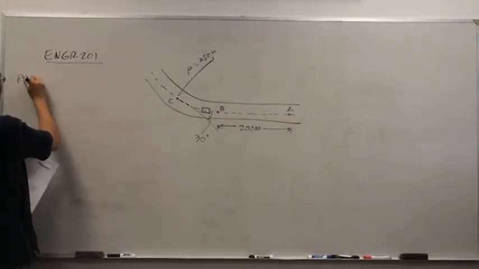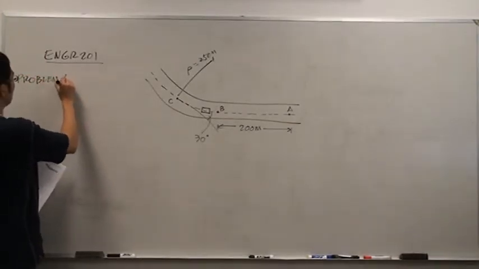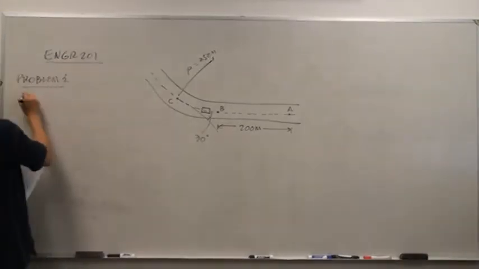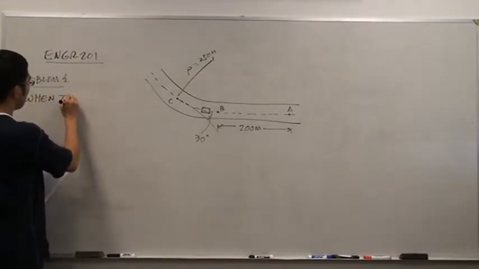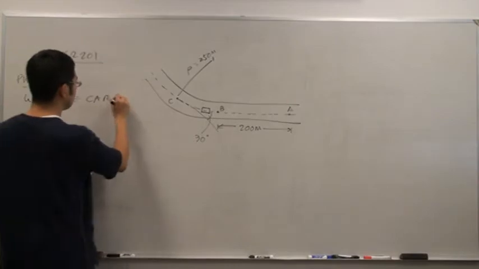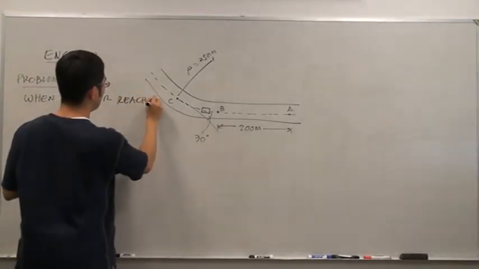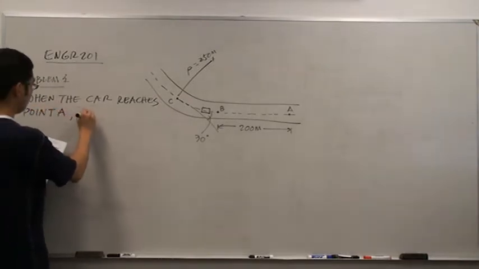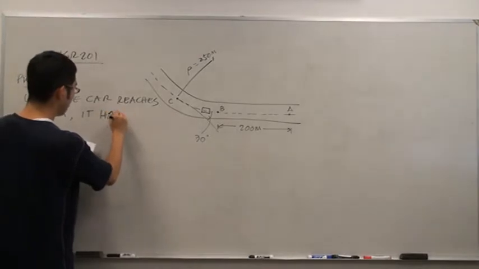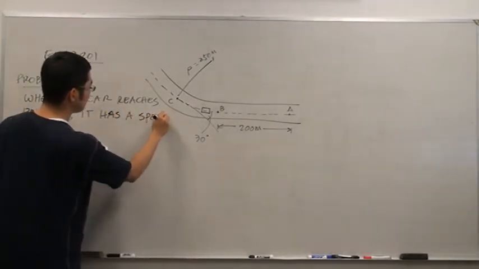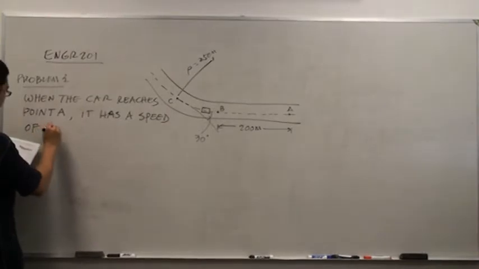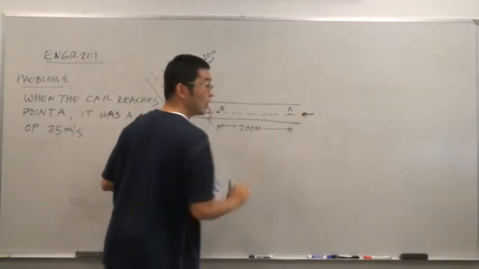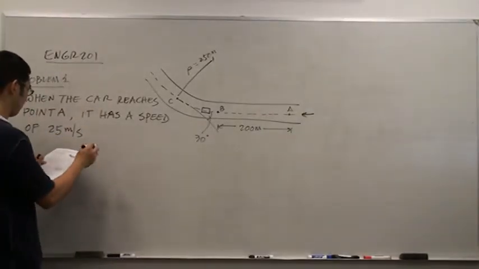So problem 1. Okay. Use another marker for that. So when the car reaches point A, it has a speed of 25 meters per second. Okay, so the car is actually going in this direction as it reaches point A, and the velocity is 25 meters per second.